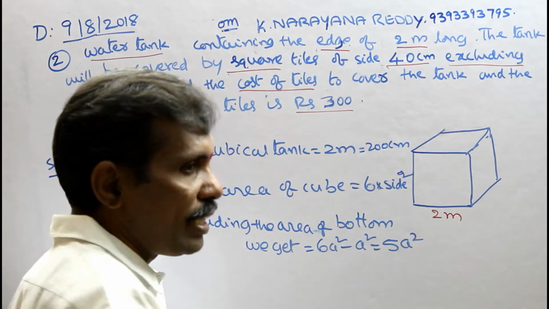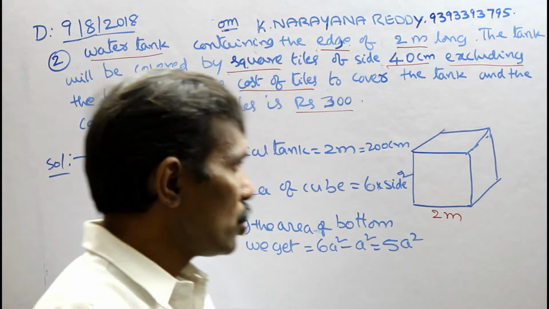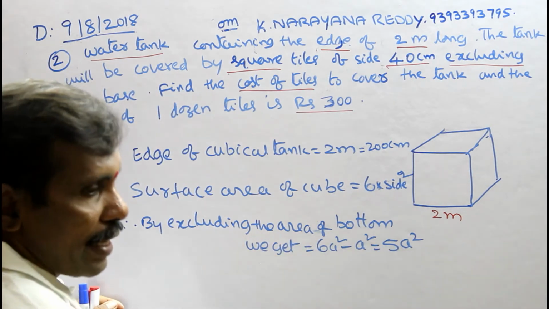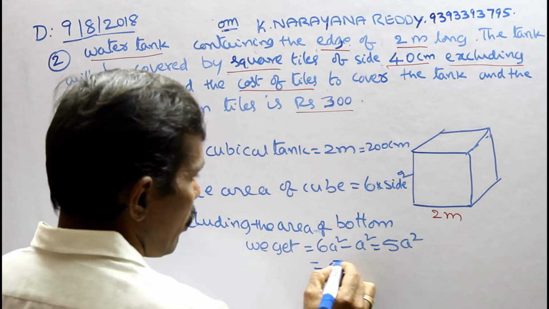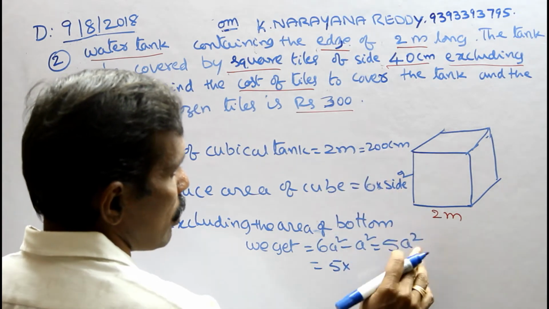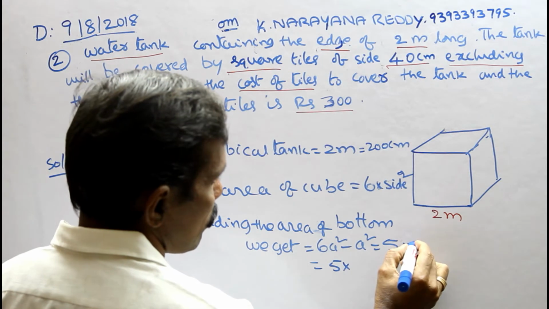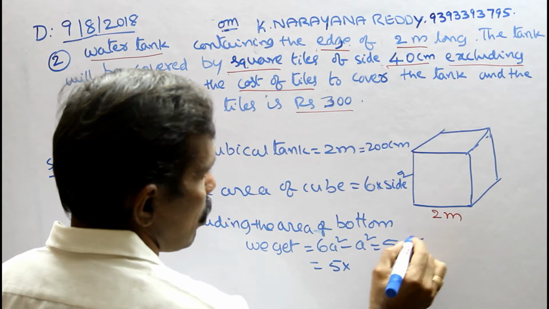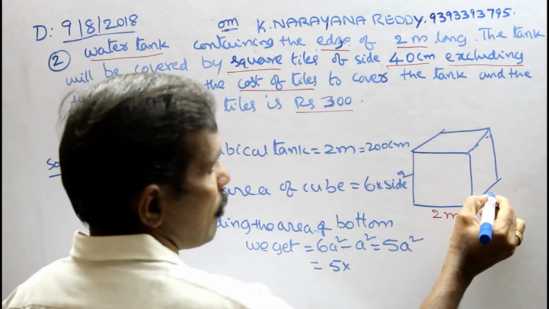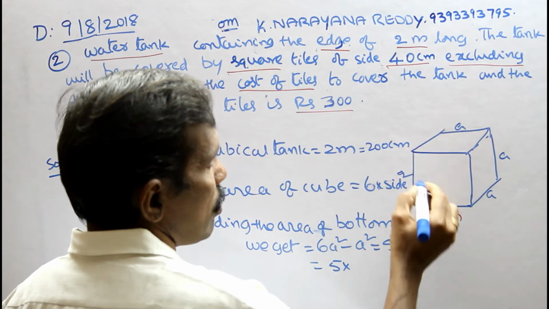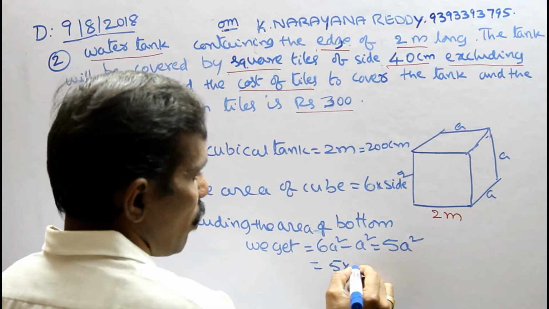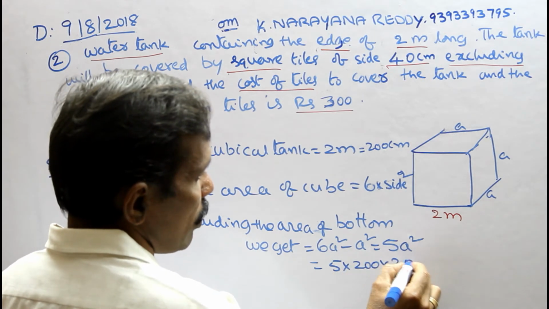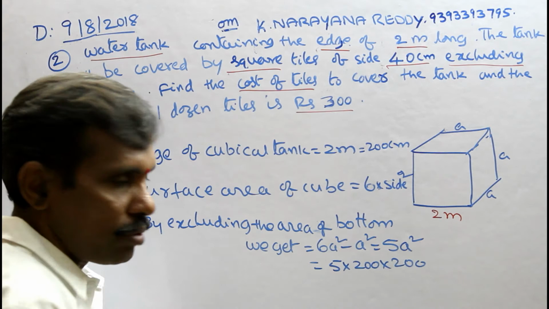How many centimeters per meter? 100. So 200 centimeter. Now this area equals 5 into a square, side square. So 5 into what is a? 200 into 200. A square means a into a.